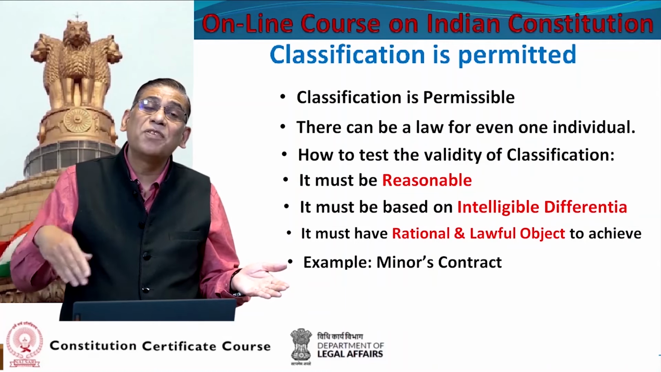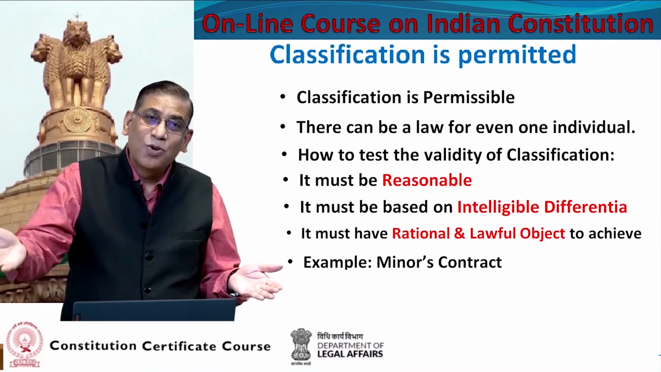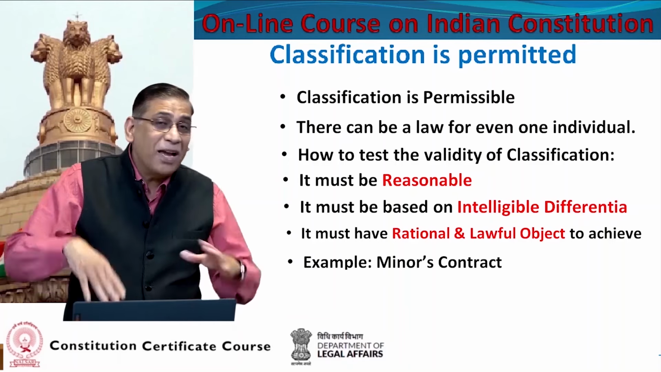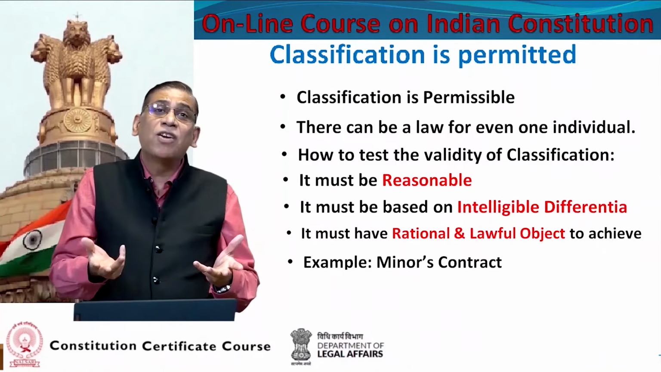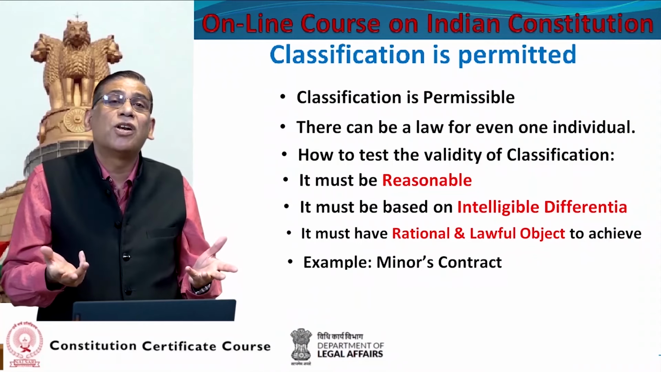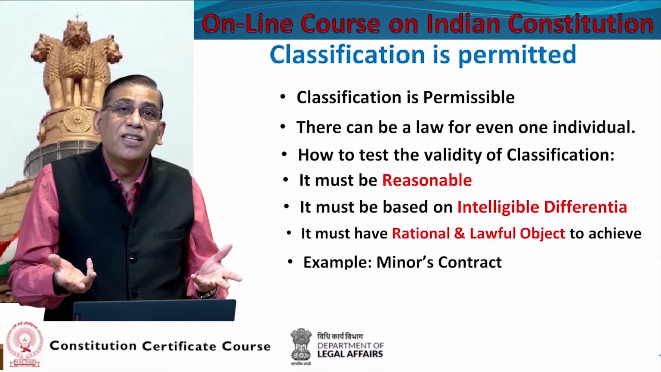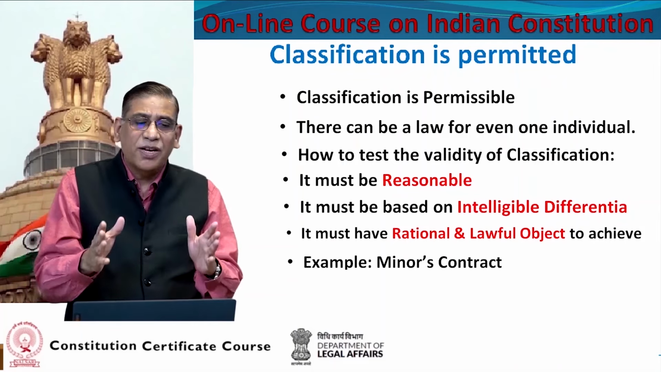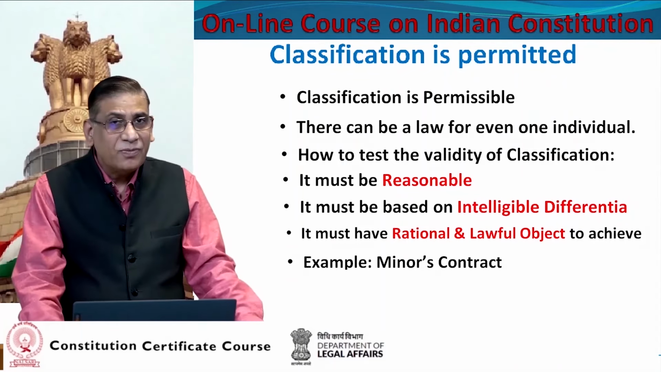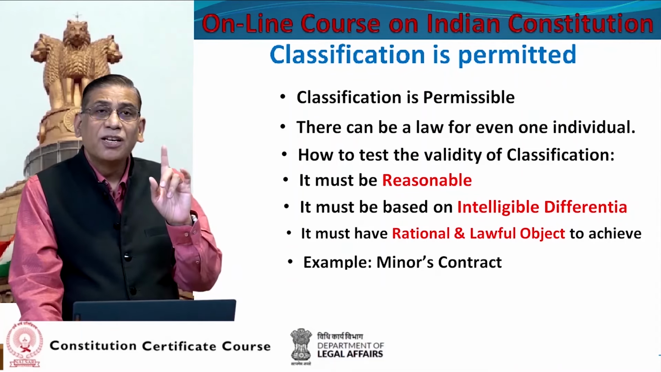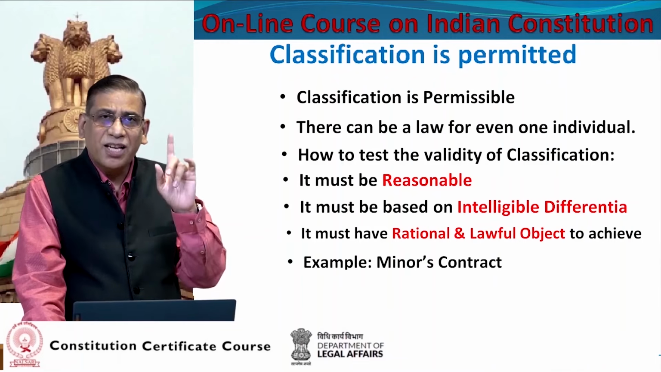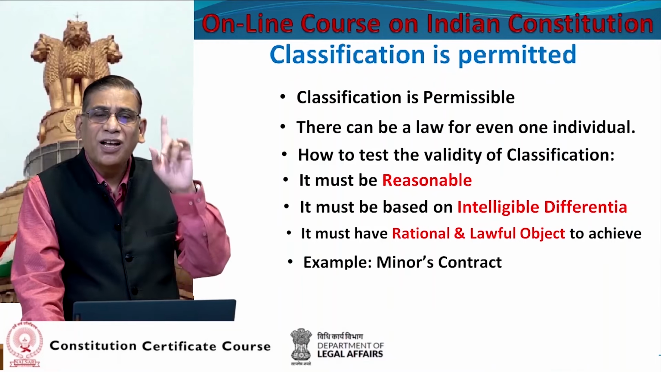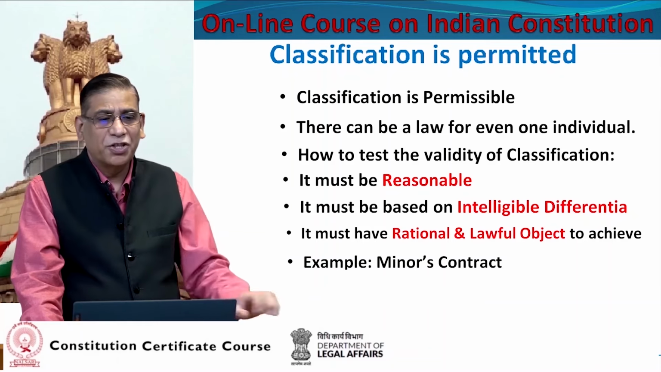Minors should not be forced by adults to enter into contracts against their own interest. Minors will not be able to understand all the implications of the contractual liabilities they are undertaking. And therefore law says a minor's contract is void. And this classification is reasonable, it has a rational object to achieve, and it is based on intelligible differentia, therefore it is a valid classification.